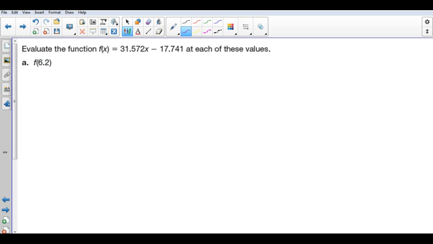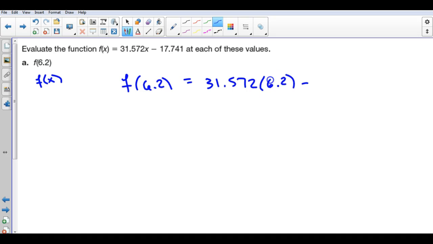For this one, we're going to evaluate a function for a given input. So evaluating f of 6.2, all that means is that since it's f of x, what you're doing is taking 6.2 and substituting it into your function for x. So f of 6.2 equals 31.572 times 6.2 minus 17.741. So I'm going to perform the order of operations here.